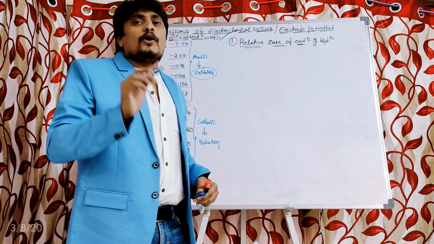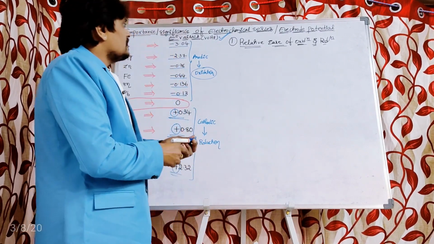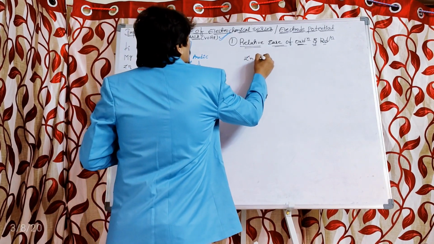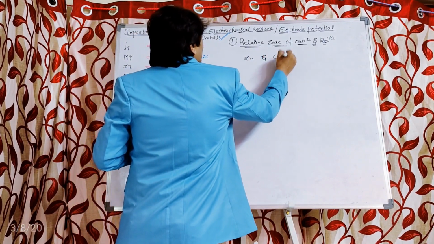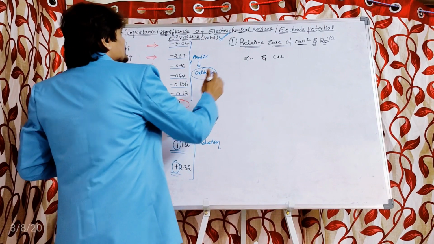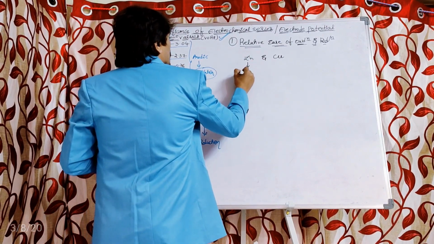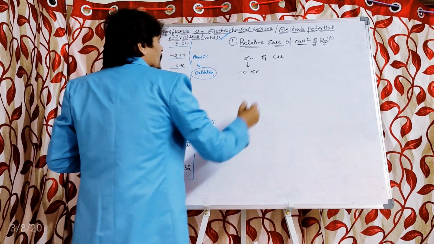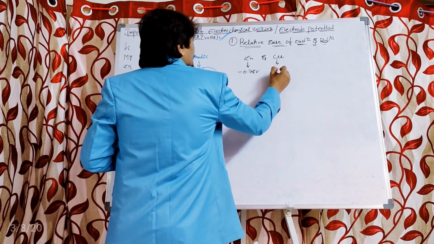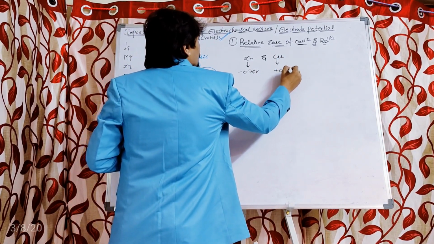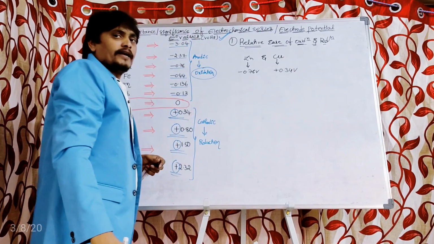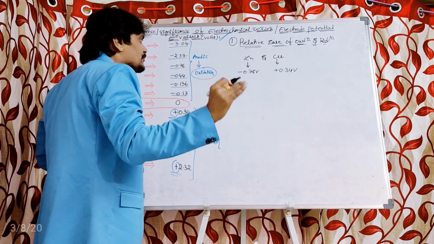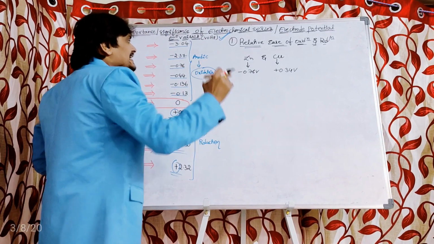Right. I hope you understood, students. So, for example, if we take zinc and copper, zinc is associated with minus 0.76 volt, and copper is associated with plus 0.34 volt.